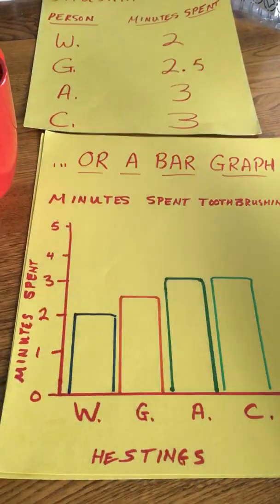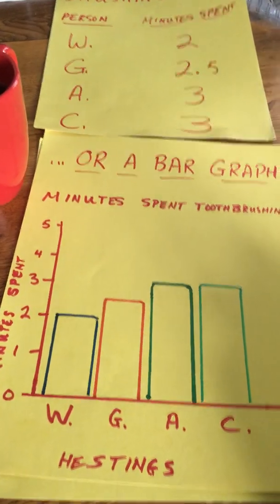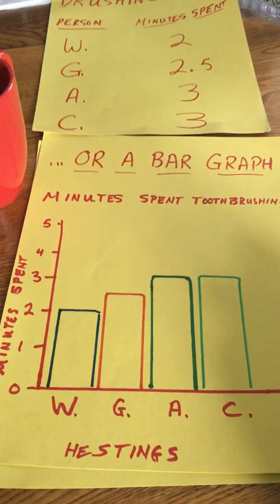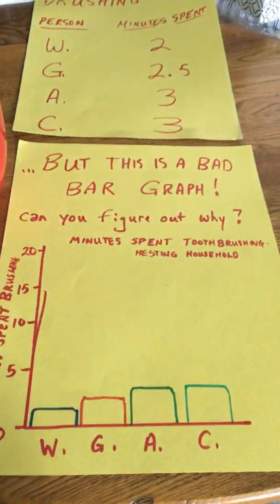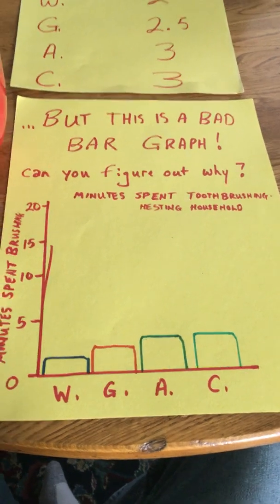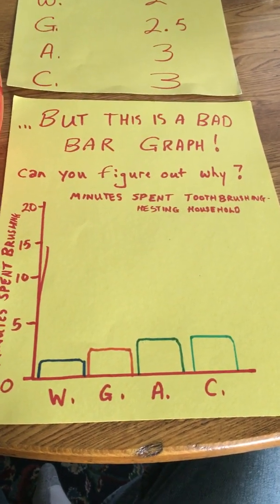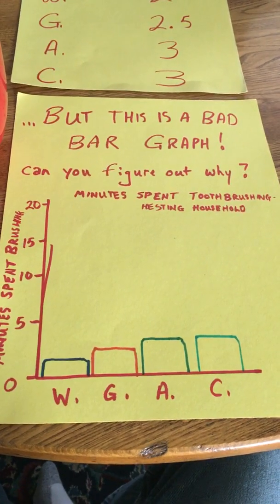Okay, but it's not too difficult to see how a bad bar graph can be made. Let me show you that one. For instance, take a look at this bar graph I made. This one is a bad version. I'd like you to pause for a second and see if you can figure out what makes this bar graph a bad one.